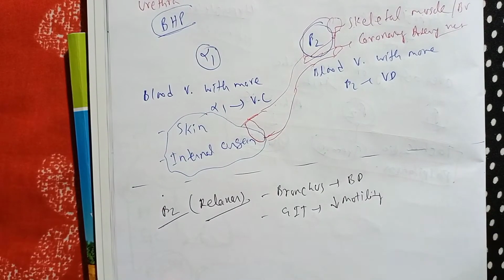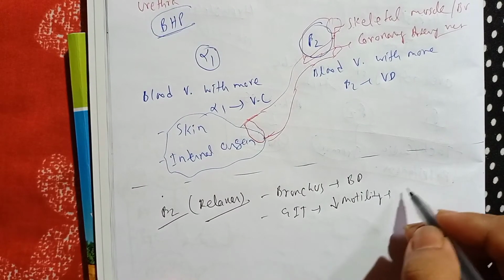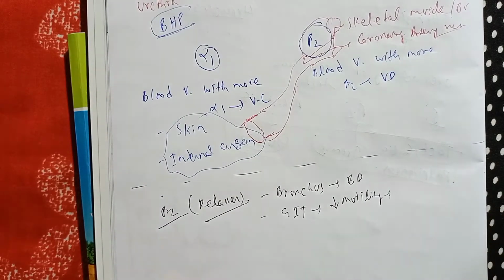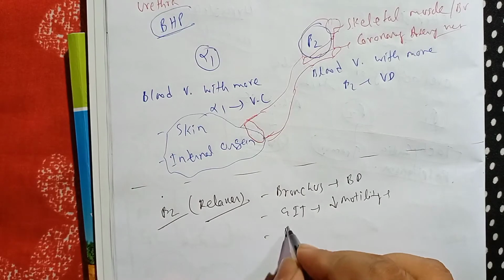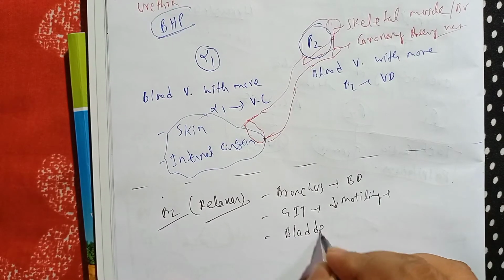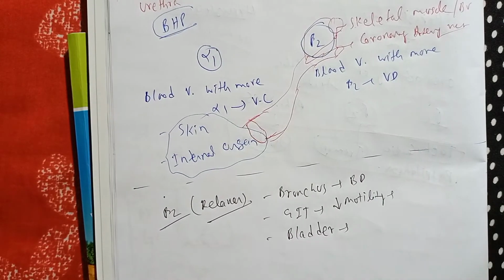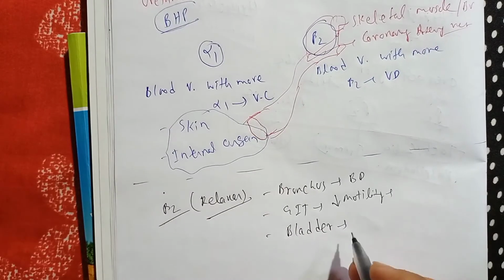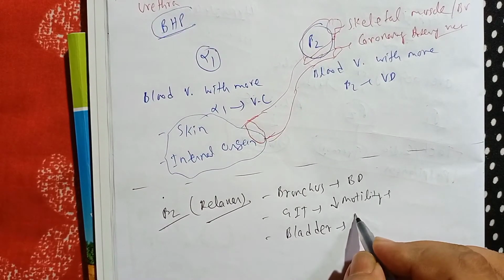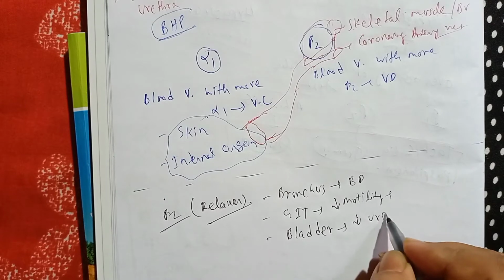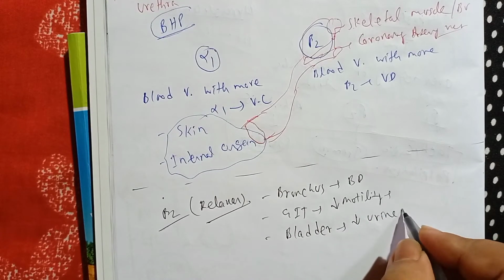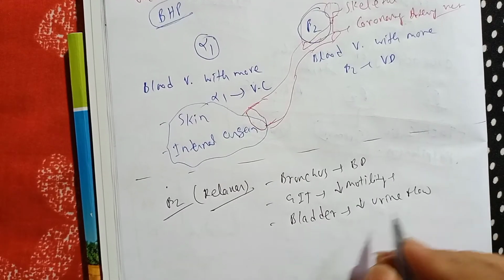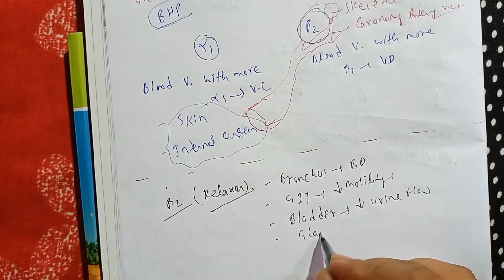So whenever there is less motility, there is less chance of causing diarrhea. Okay, then they are also present within the bladder, and if they are present within the bladder, there will be less urine outflow, like relaxation. They are also present within the glands, so less secretion.